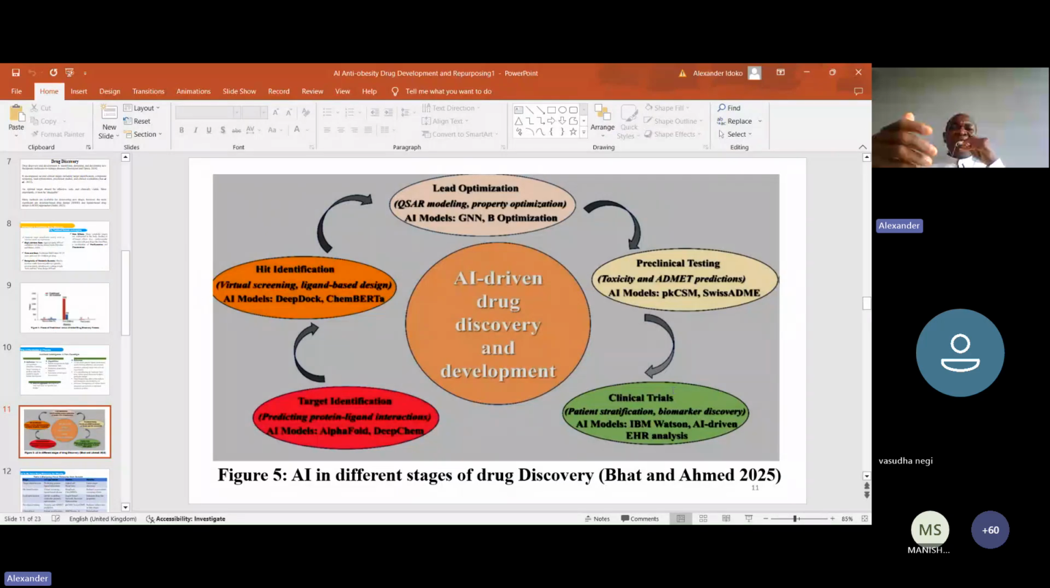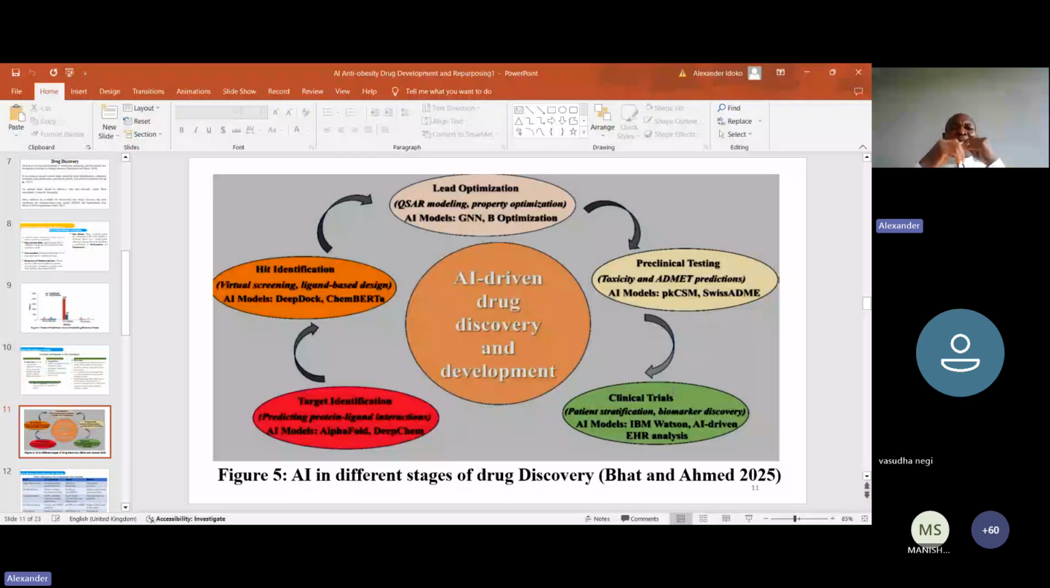You do that through virtual screening. Then that leads to lead optimization, obtain the compound to get the best of its property. And then you now proceed to preclinical testing where the ADMET prediction is being taken, and then finally to clinical trials. And the speed, like I said, is faster than the other traditional method.